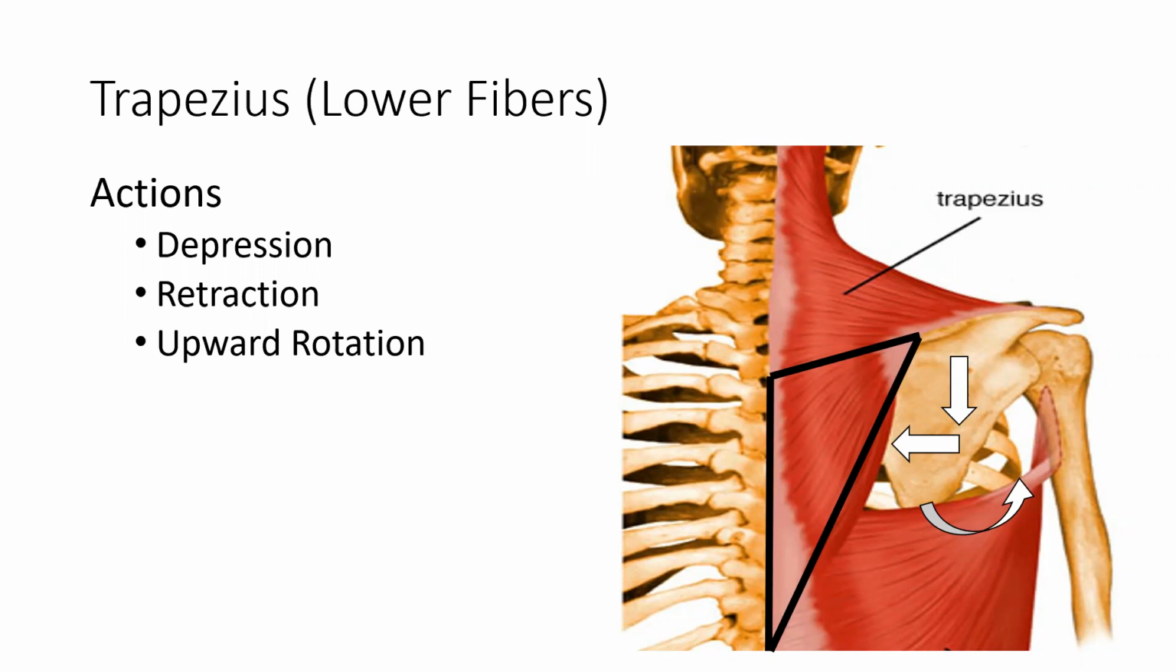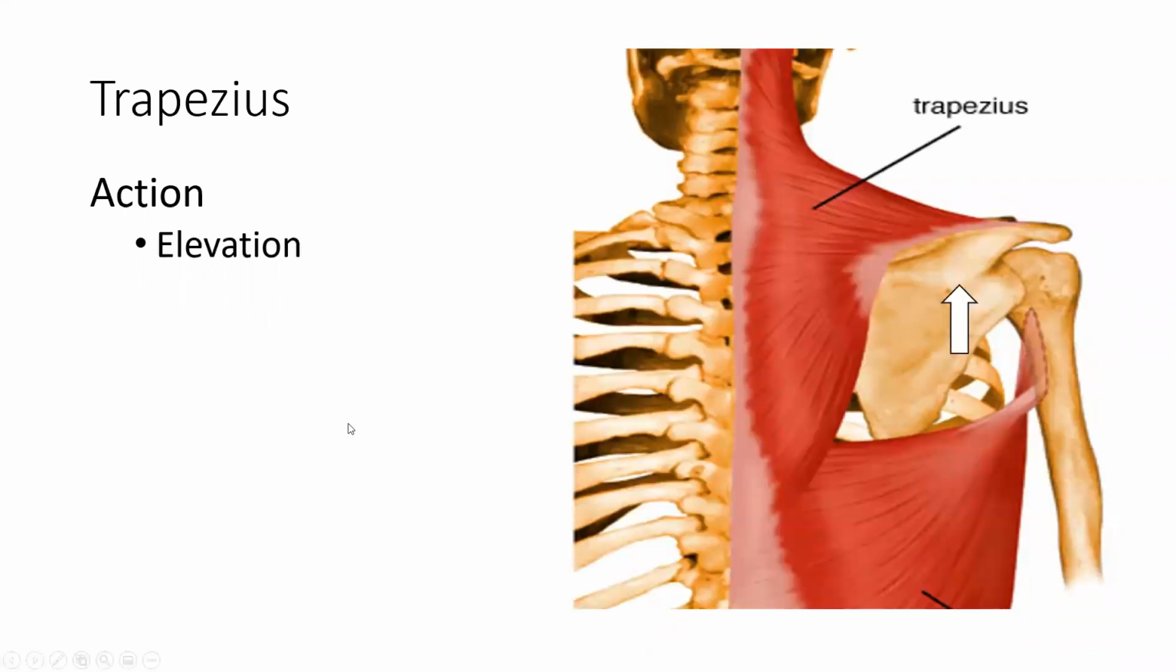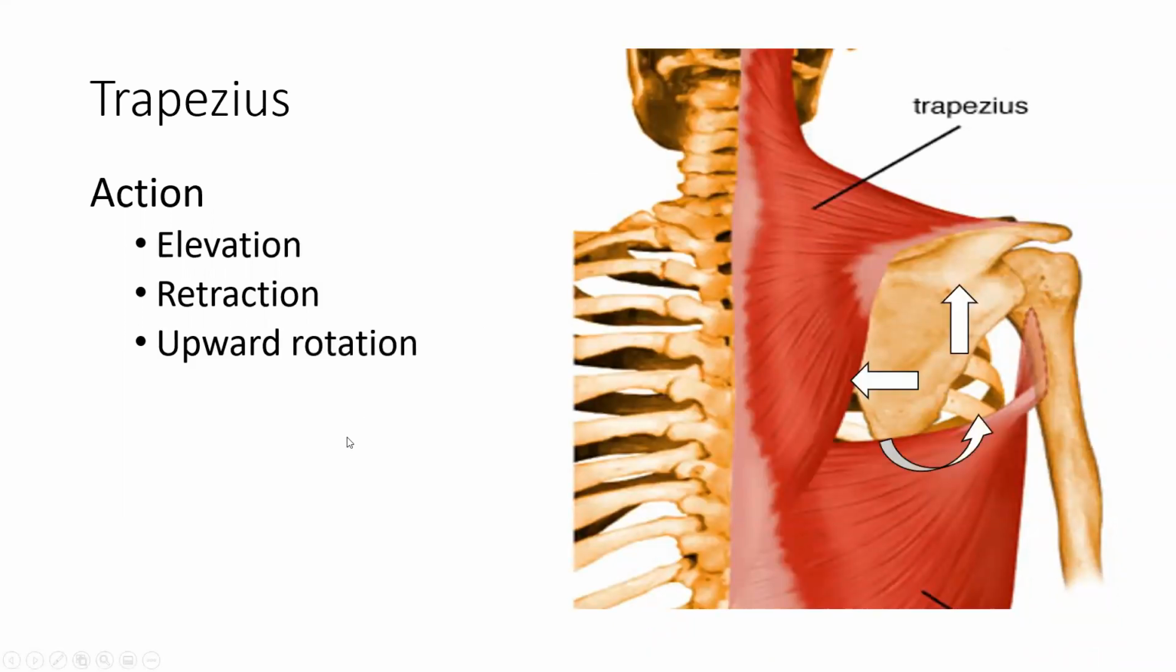So trapezius in general performs elevation, retraction, upward rotation, and depression, but only from the lower trapezius. So all of trapezius works together for upward rotation. Upper and middle work together for retraction and elevation, and lower trapezius works towards scapular depression.